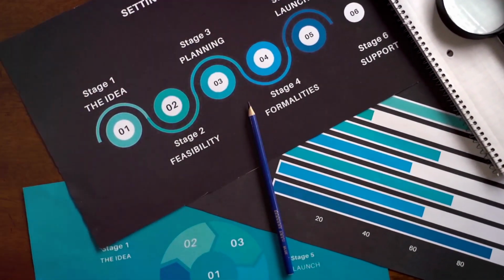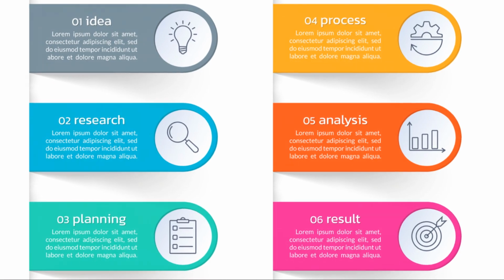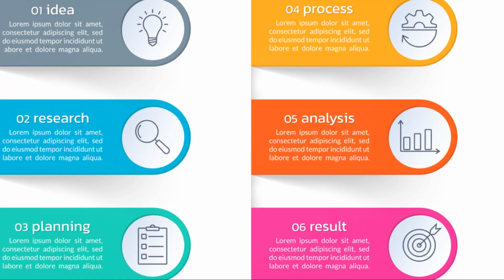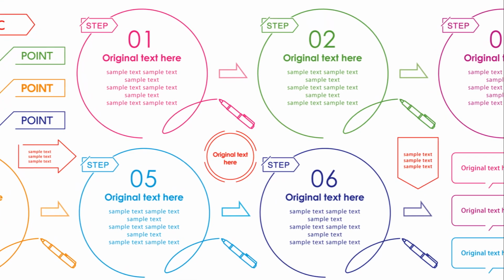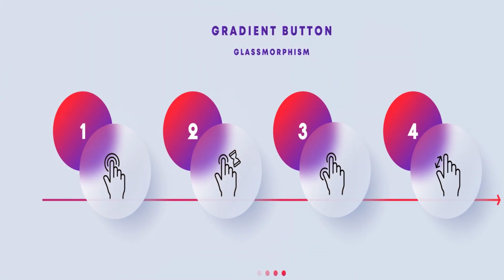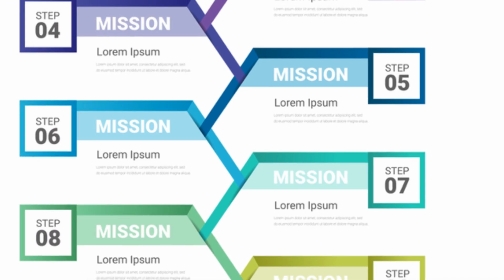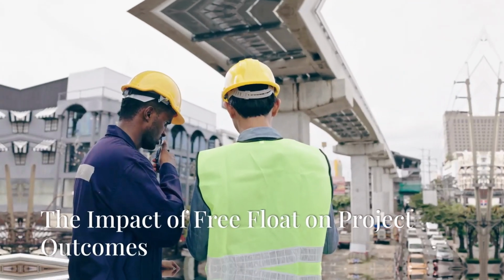Fifth, calculate free float. Finally, subtract the early finish date of the task in question from the latest start date of its earliest successor task. The result is the amount of free float available. By following these steps, project managers can manually calculate free float and gain a deeper understanding of the time buffers built into their schedules. This knowledge is valuable even when using project management software, as it allows for informed decision-making and effective schedule optimization.